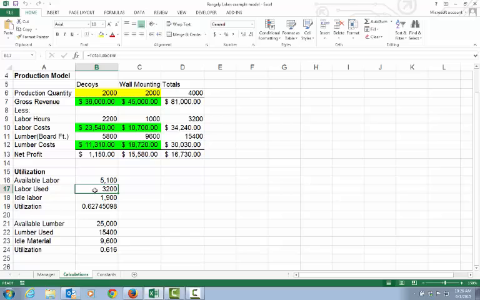Down here, we're calculating the utilizations. We're pulling some values in terms of available labor, for example, from the manager page. Same thing with available lumber. And we're calculating those resulting utilizations. So again, key things are there are no numerical values in here. They're all formulas. But these formulas should make really good use of the named ranges that you declared in other parts of the model.